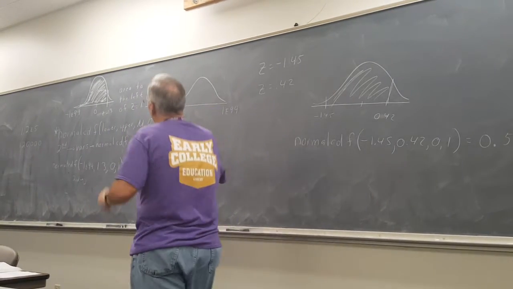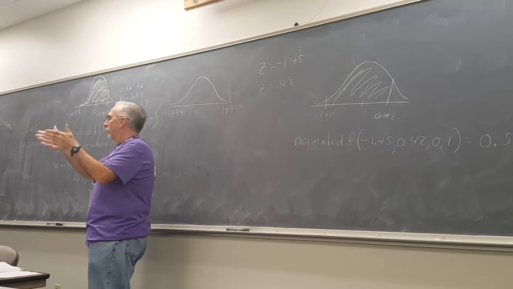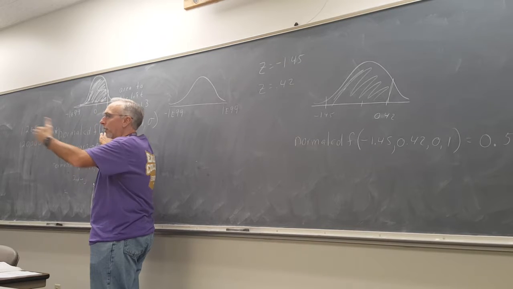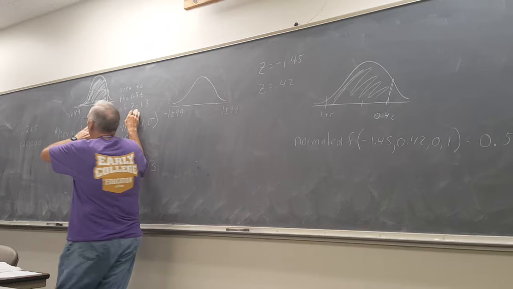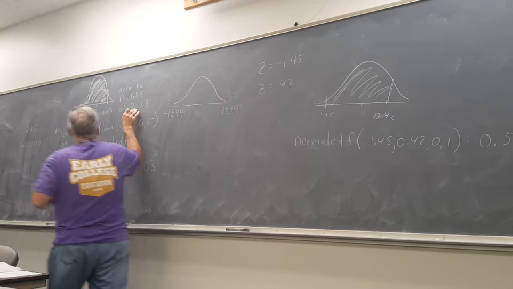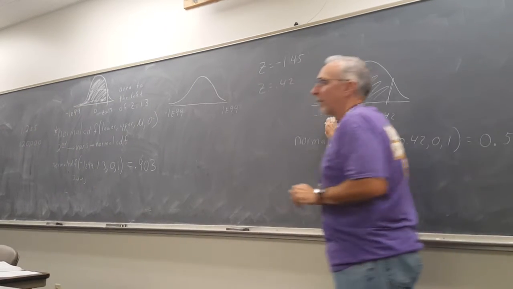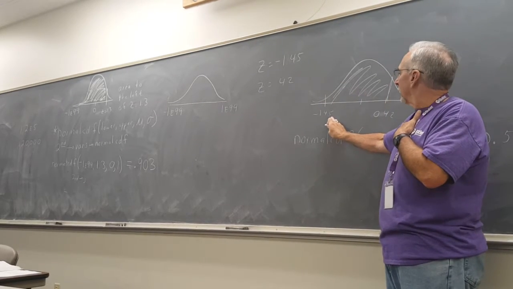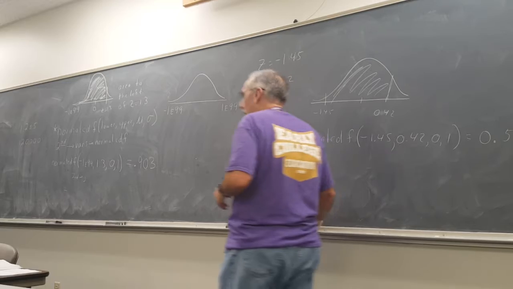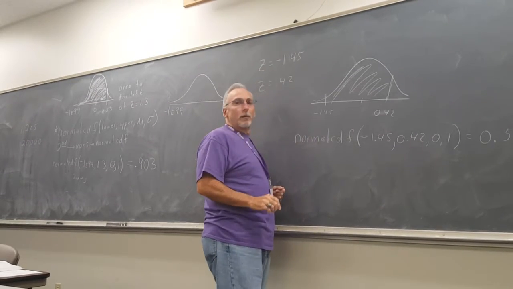Yes, the reason is, whenever you're looking for an area, you're always looking from the lower or the left-hand side to the right. So on the first problem, I just wanted to go all the way to the left. This one, my lower bound is negative 1.45, so you have to change it in this case.